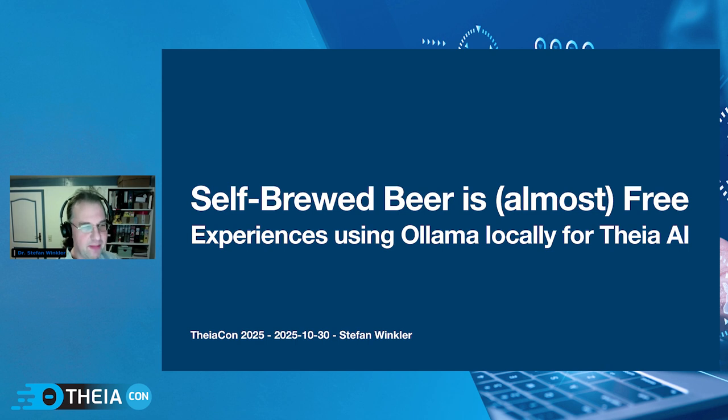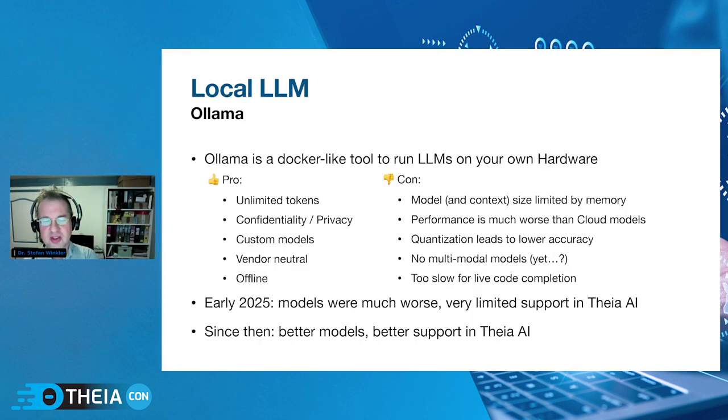Ollama, for those who don't know it, is a tool that wants to provide a Docker-like experience for running LLMs locally on your own hardware. With all the advantages that brings, you have basically more or less unlimited tokens. You're only paying for the power and the hardware, of course, if you don't have it already. Everything stays on your machine, so it's confidential, it's private. No need to worry about sending confidential information to cloud servers.